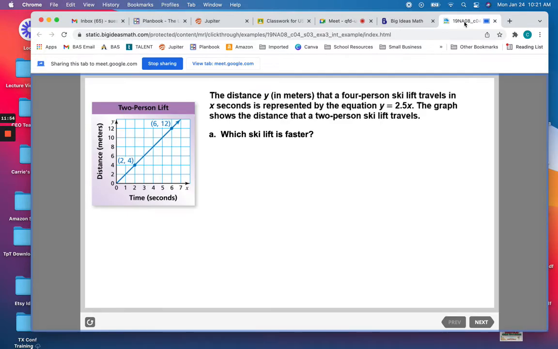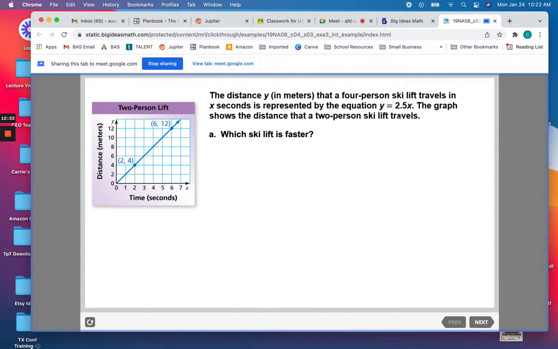So the distance, y in meters, that a 4-person ski lift travels in x seconds is represented by the equation y equals 2.5x. The graph shows the distance that a 2-person ski lift travels. Which ski lift is faster? Okay, so the graph is for a 2-person lift, and they've given us the equation for a 4-person lift. They want to know which ski lift is faster.